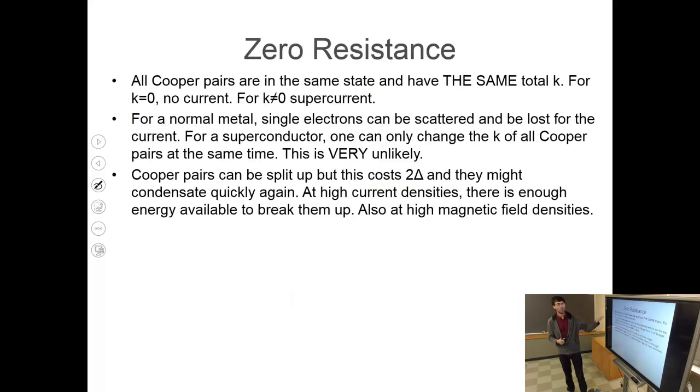So all Cooper pairs are in the same state with total momentum being the same. If there is no current, K is equal to zero. If there is a supercurrent, K is not equal to zero. But then if K is too large, then it becomes advantageous to create single particles rather than Cooper pairs, break Cooper pairs. And then you go out of this superconducting state.